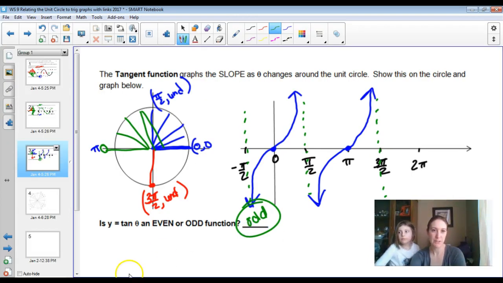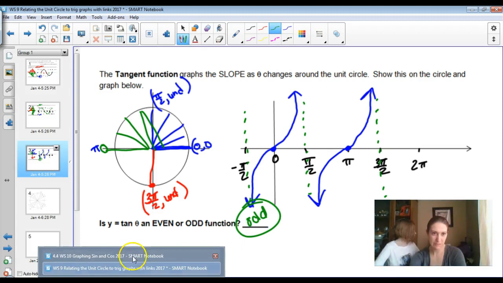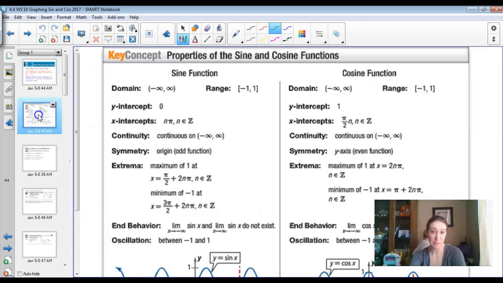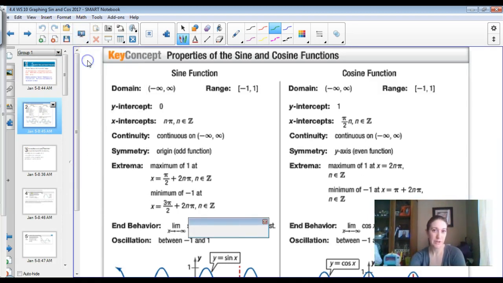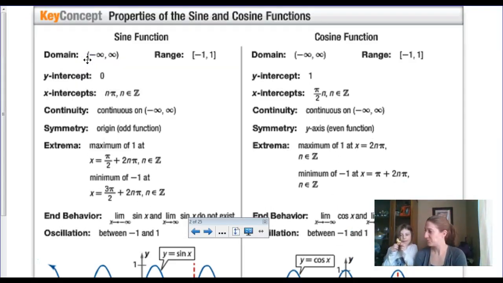What we're going to do now is look at our notes, which I apologize in advance, I think I updated the notes, or Mrs. Hoffbauer probably updated the notes. We're only going to talk about general trig functions today.